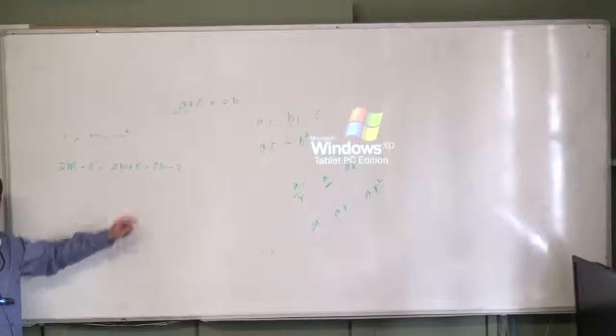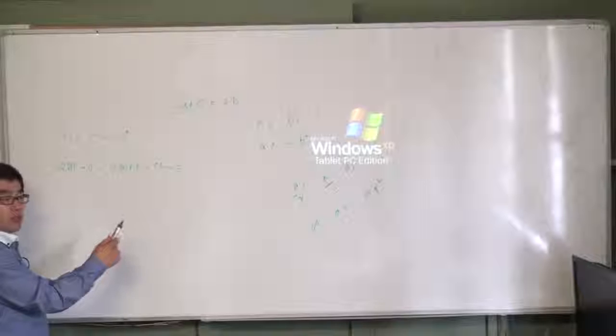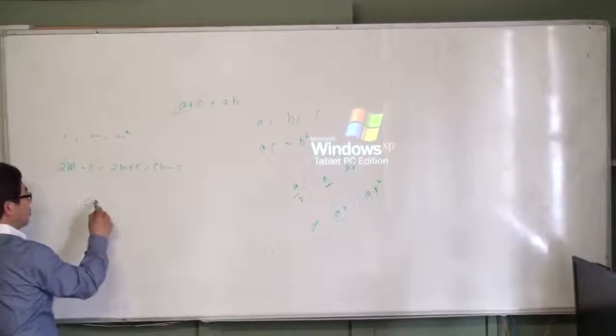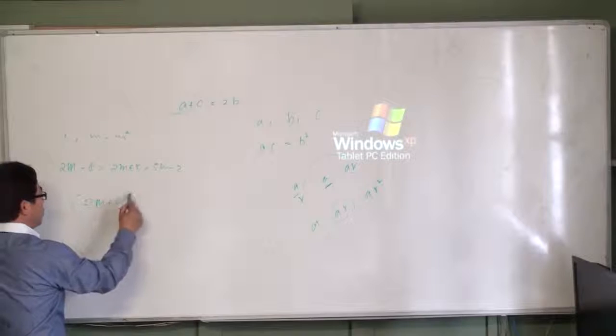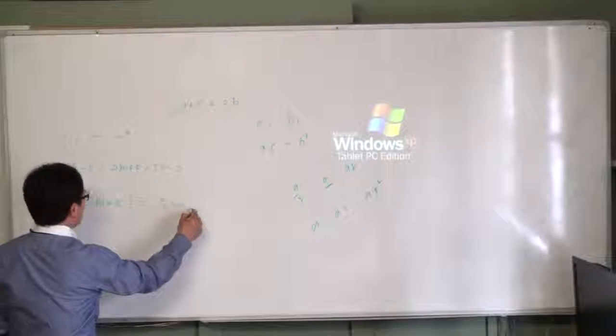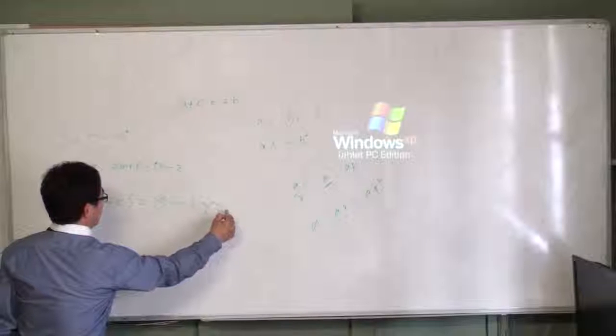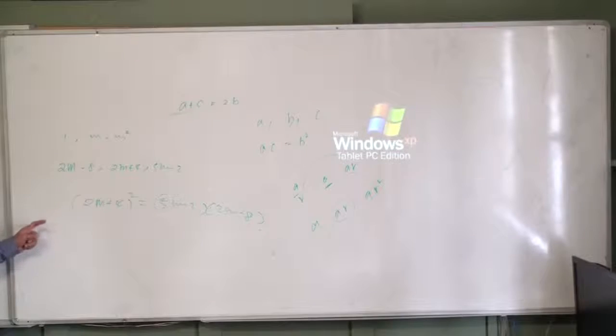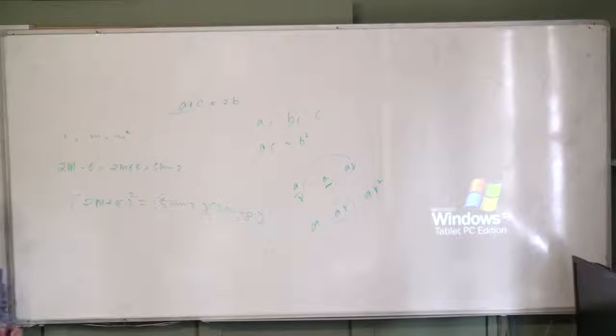A forms a geometric sequence. So what's the condition? That square must be that times that. So (2m plus 4) squared must be (5m minus 2) times (2m minus 8). Should I do it? Yes. I'll leave it for you. You can do it.